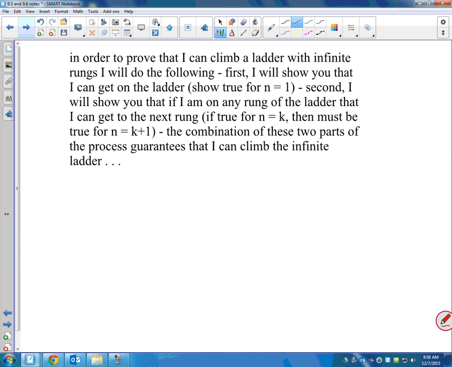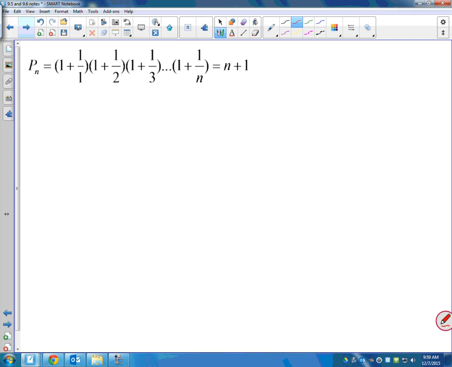Second, I'm going to show that if I'm on any rung on that ladder, that's the k term, then I can get to the next rung, which would be k plus 1. So that's where the whole k and the k plus 1 kind of comes in. And then that proves that I can climb forever, right? I'm sure you could argue with me about this, but I thought it was at least something to visualize of where this k and this k plus 1 is coming from in terms of climbing a ladder. So I think we should do it. It would be much faster now that we know what we're doing.